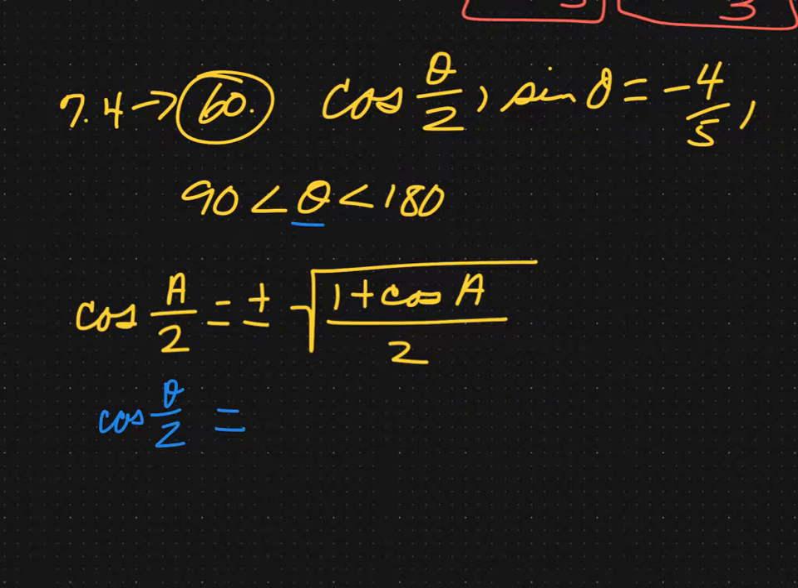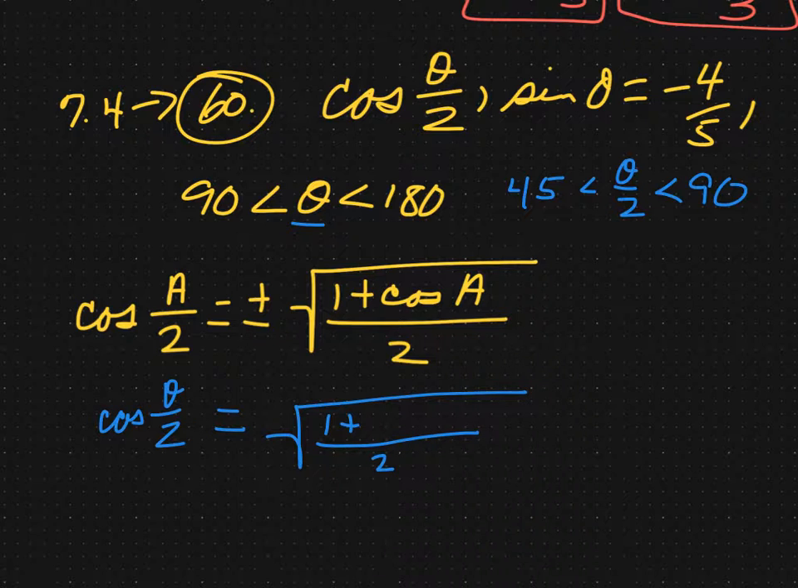If theta is between 90 and 180, then theta over 2 has to be between 45 and 90. And between 45 and 90, cosine is positive. It's going to be positive the square root of 1 plus, I'll have to figure cosine of A, and then put it over 2.